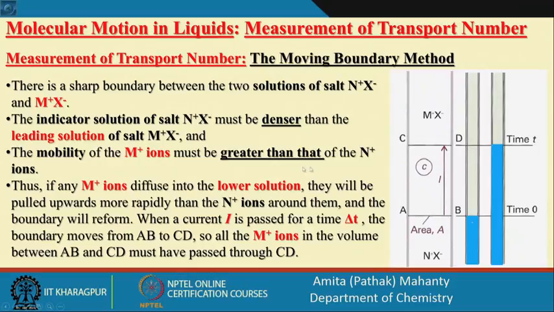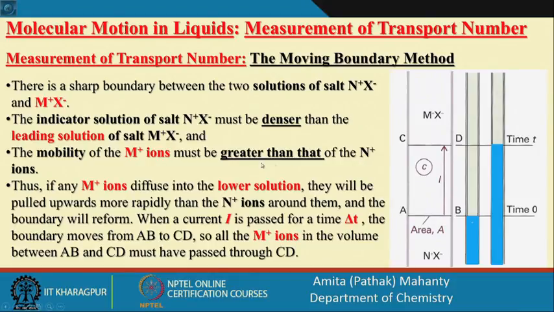Okay. So, the indicator solution has the cation N, and the leading solution, of our interest for which we are looking into the transport number, has the ion M. The mobility of M should be greater than that of N. So, what is the criteria?